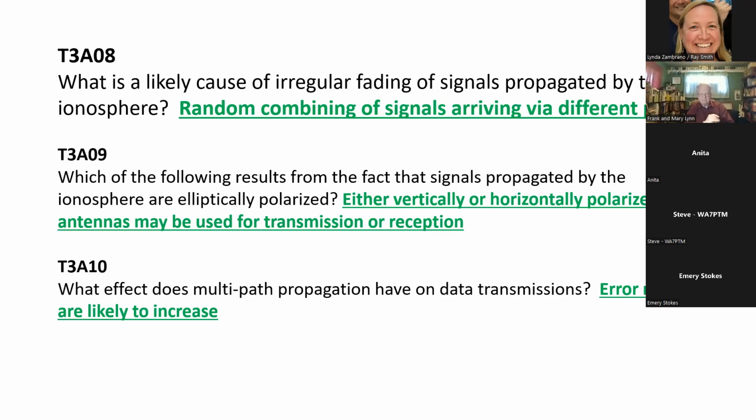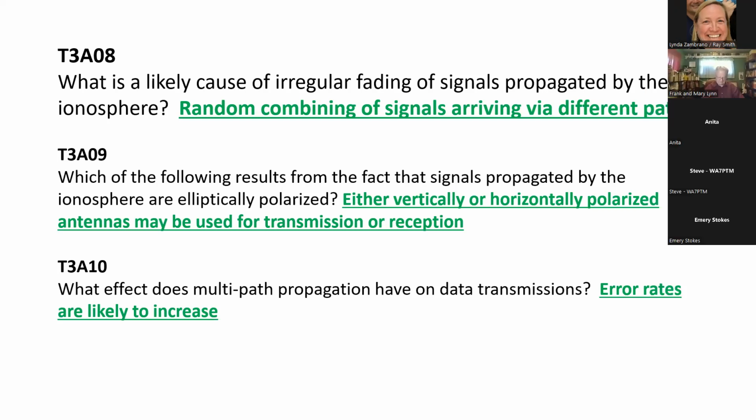Okay, what effect does multipath propagation have on data transmissions? Again, going back to our examples at the beginning, if you have multipaths, what's happening to your signal? It's going to be strong or weak. So it'll be varying. Now, if you have someone who's talking to you, and sometimes they're yelling, they're talking real soft, and sometimes going back and forth, like, how well are they able to transmit information? In this case, your error rates are going to increase. I hope I didn't wake anyone up with my example there.